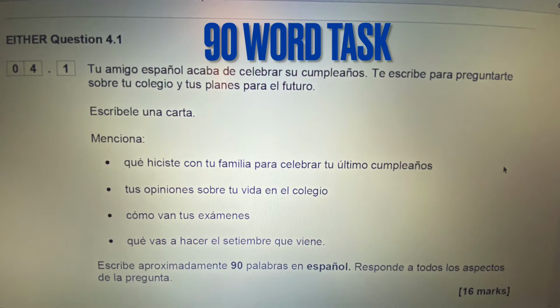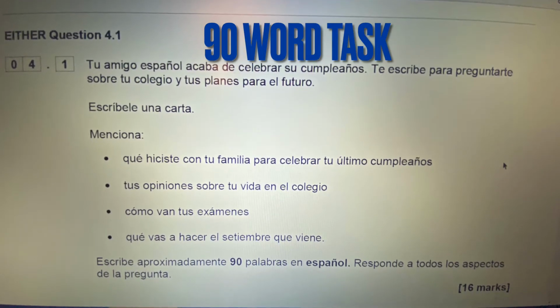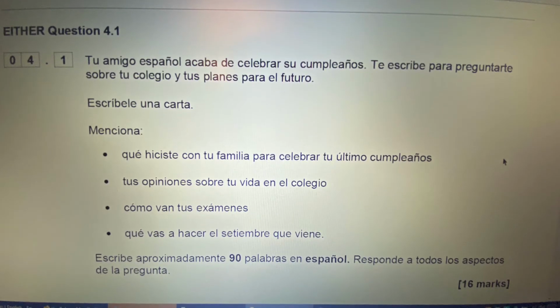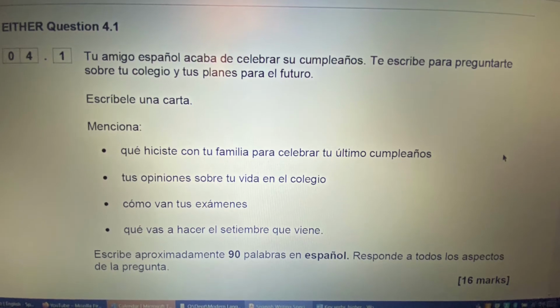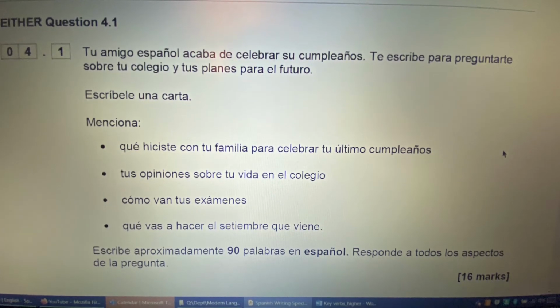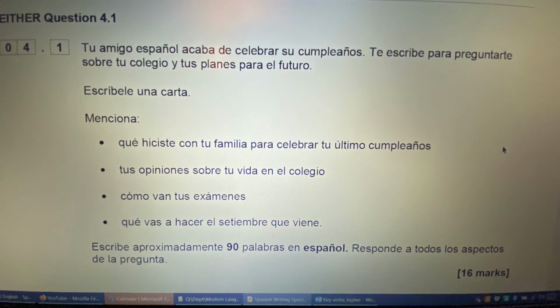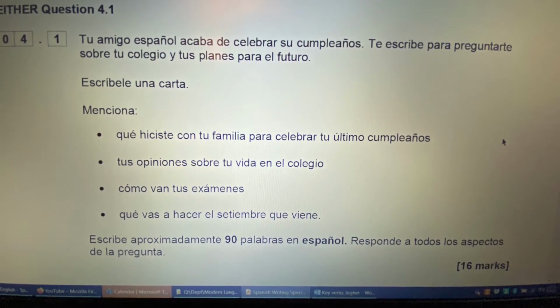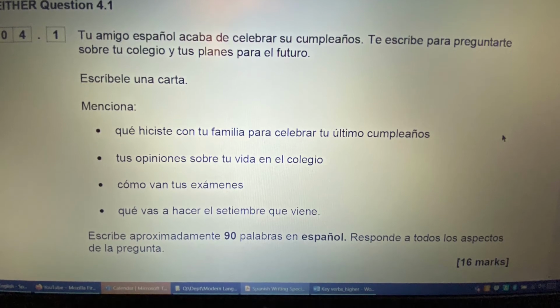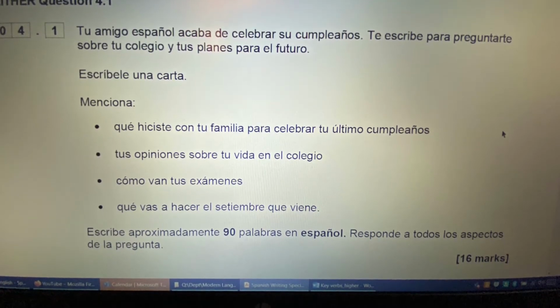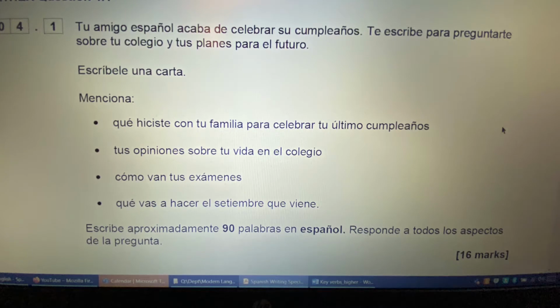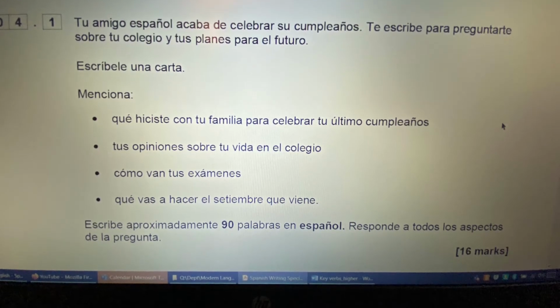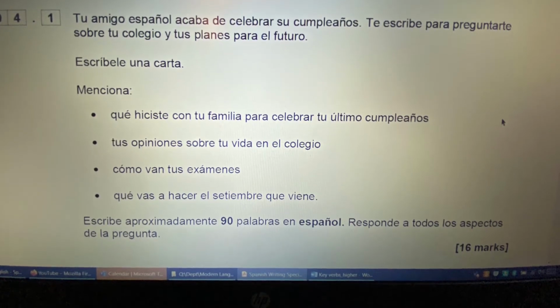This example 90-word task reads: Tu amigo español acaba de celebrar su cumpleaños. Te escribe para preguntarte sobre tu colegio y tus planes para el futuro. Escríbele una carta. Menciona ¿qué hiciste con tu familia para celebrar tu último cumpleaños? Tus opiniones sobre tu vida en el colegio, cómo van tus exámenes, qué vas a hacer el septiembre que viene.